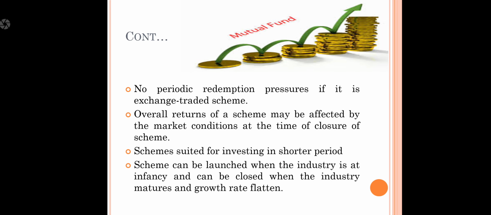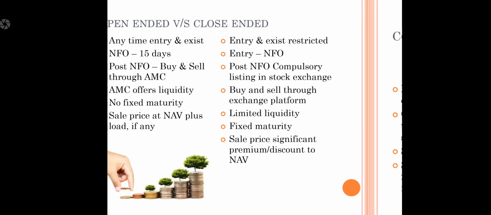And there are no periodic redemption procedures in exchange-traded schemes. These schemes are suited for investing for a shorter period. They can be launched when the industry is at its infancy and closed when the industry matures and the growth rate flattens. So closed-ended schemes are considered based on the industry's launch and maturity. But overall, closed-ended schemes have fixed maturities. When you invest, the maturity comes when the fund's period is completed, and only at that time can we exit from the market.